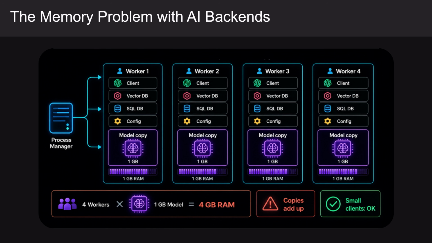The math at the bottom. 4 workers times a 1 GB model equals 4 GB RAM. The warning, copies add up. The green callout. Small clients like the OpenAI HTTP client are fine. They're just lightweight wrappers. But a locally loaded embedding model gets fully duplicated across every worker. This is the trade-off that catches AI engineers by surprise on first deployment.